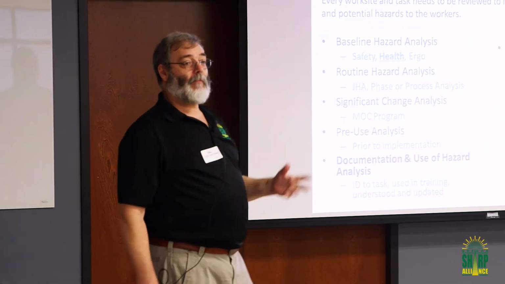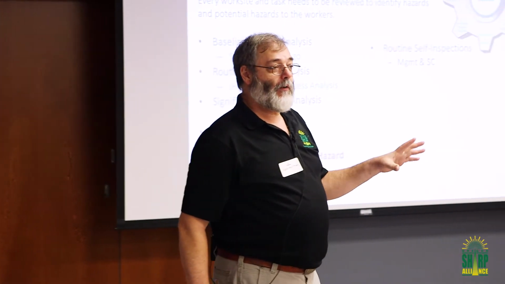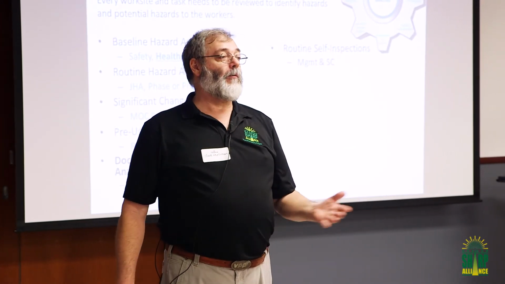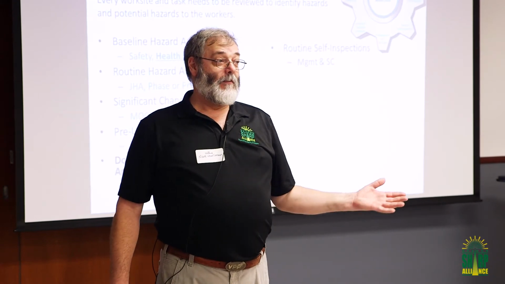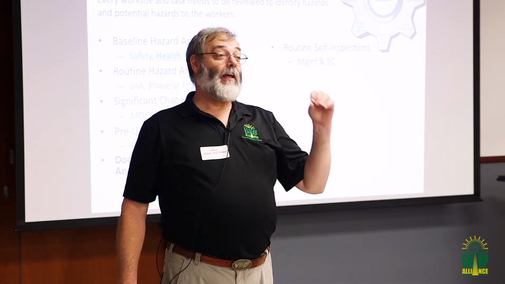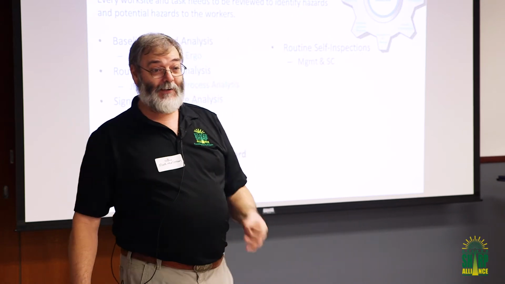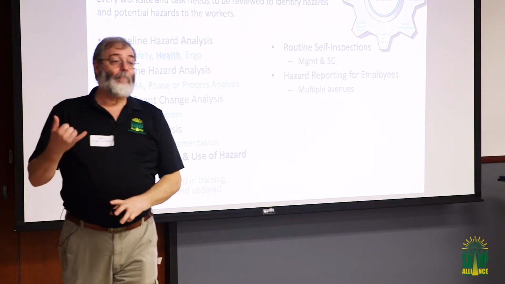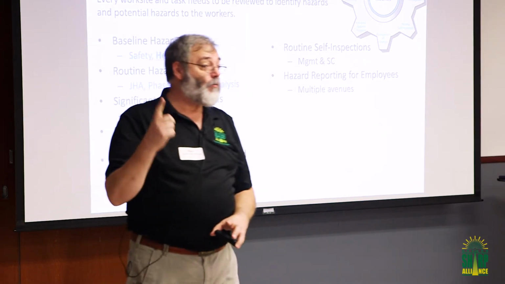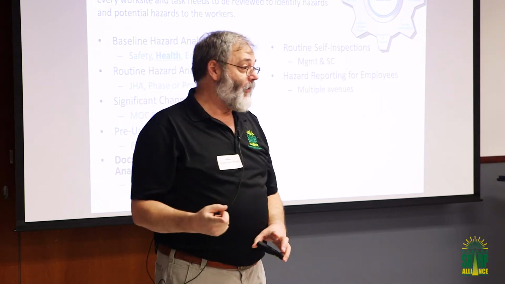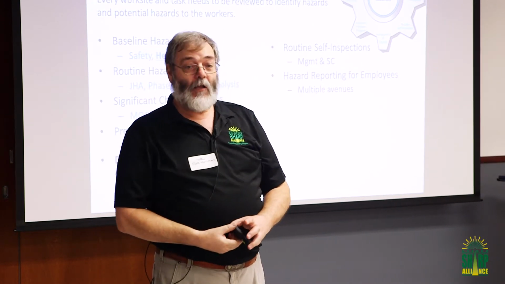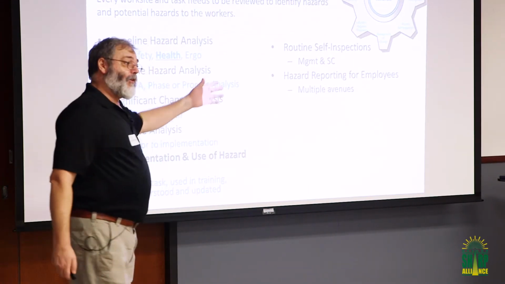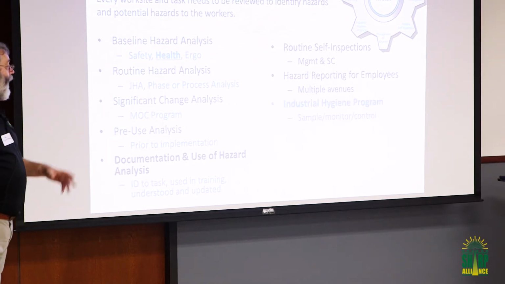Routine self-inspections. How many of us are doing those? Safety committee is required to do a routine self-inspection. How often? Quarterly. How often is management required to do one? Monthly, unless you're in construction, and then it's every week, right? Okay. Hazard reporting. Employees need multiple avenues to report hazards, and at least one of those avenues has to be anonymous. Email is not anonymous. We see a lot of companies using suggestion boxes and those types of things, but some way has to be anonymous.